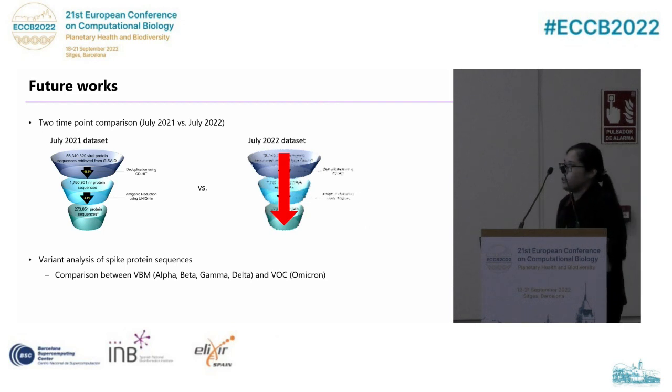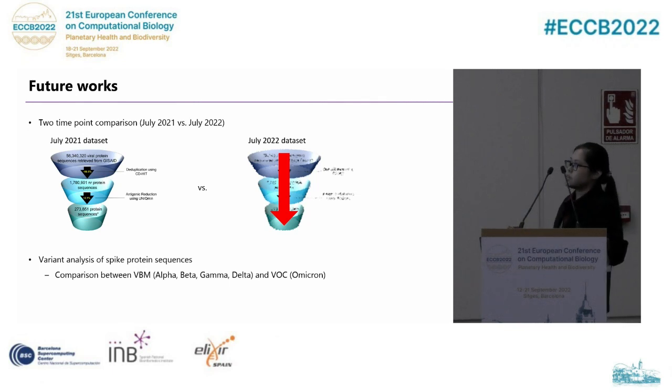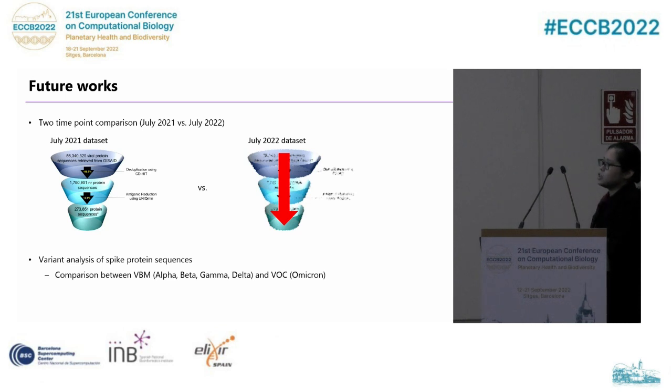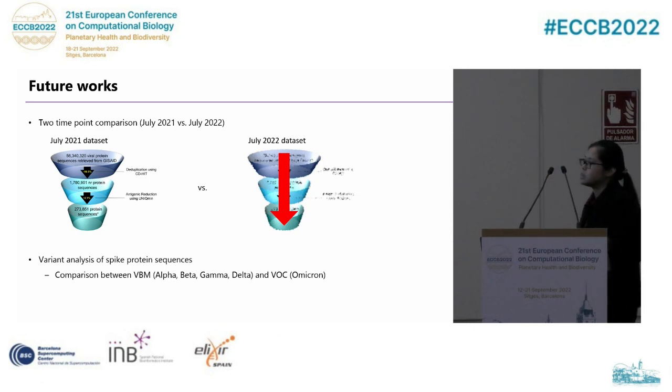For the future direction, we are planning to apply two comparisons. One is the time point comparison between the previous work, July 2021, and try to update with the current SARS-CoV-2 data set, and also see what we expect for the July 2022 data set. The next one, we would like to compare between the variants being monitored, alpha, beta, gamma, and the delta variants, with the VOC Omicron variant.